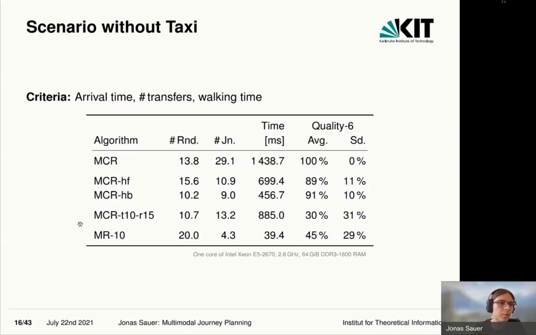And the other heuristic, which restricted walking, we have 10 minutes of walking between trips and 15 minutes of walking at the start and end of the journey. And we see that, for one thing, it doesn't actually save that much running time. And the quality is very bad. So we only match the top 6 journeys by 30%. So that goes to show you that restricting walking is actually a very bad idea, because you're going to miss a lot of very good journeys.